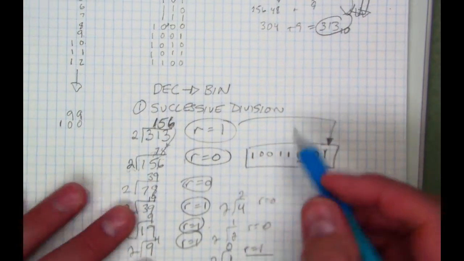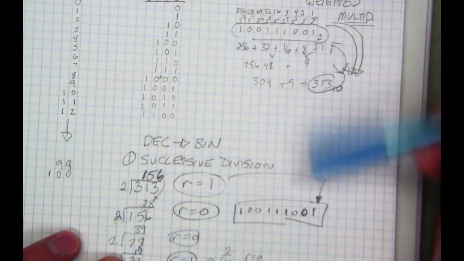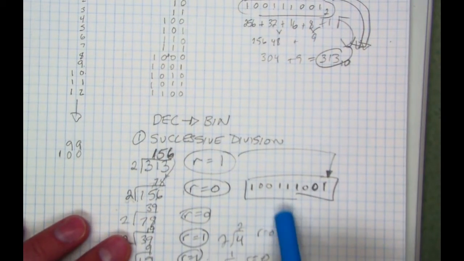So this number here in binary, let's see if it matches. Where is it? 1 0 0 1 1 1 0 0 1. Hey, it matches. This is 313.